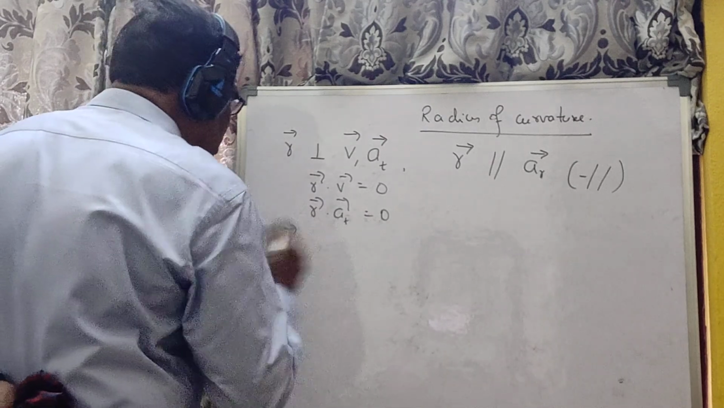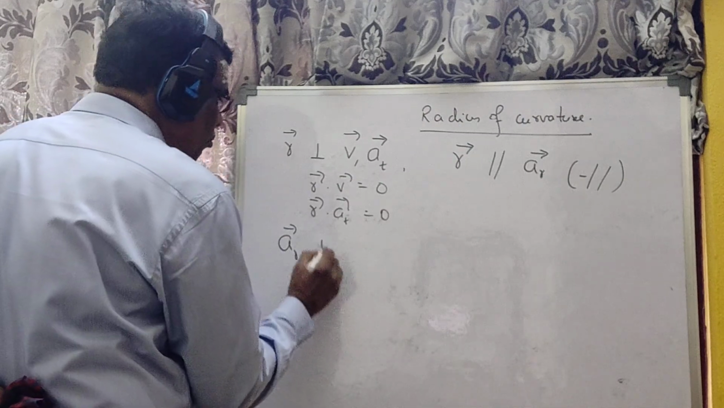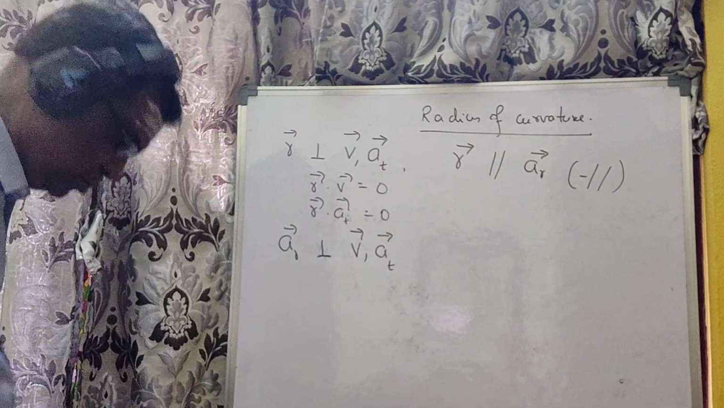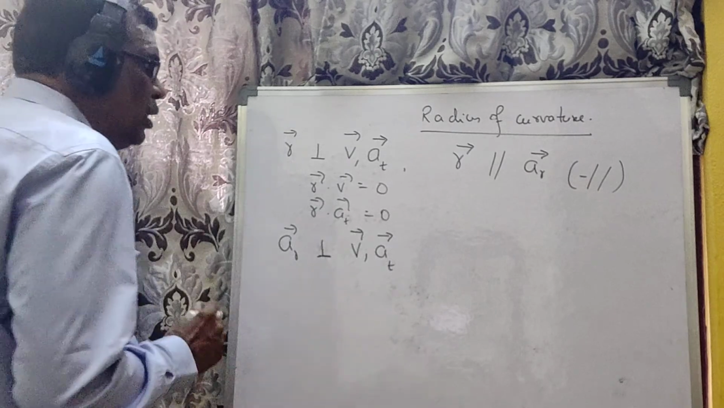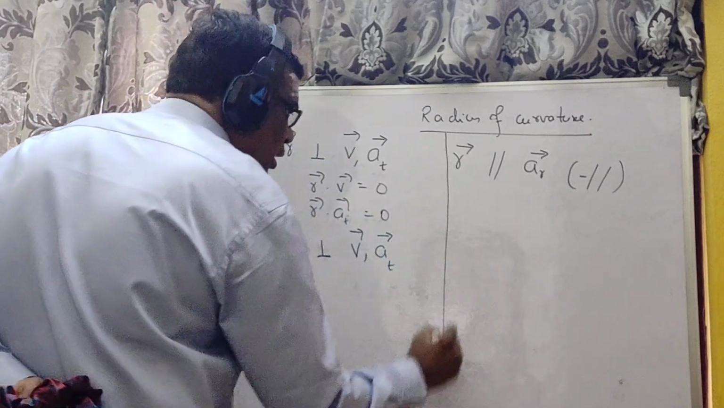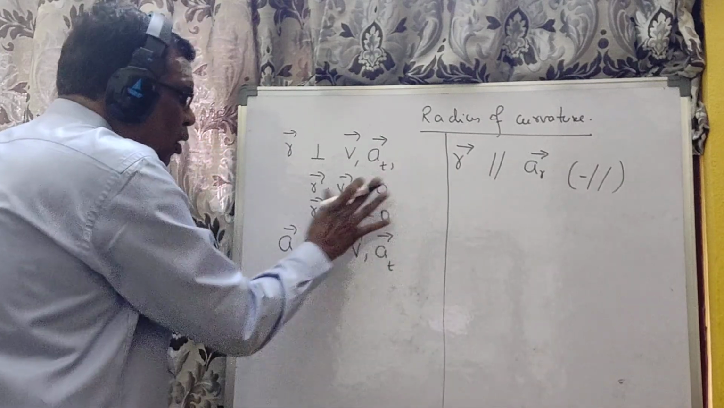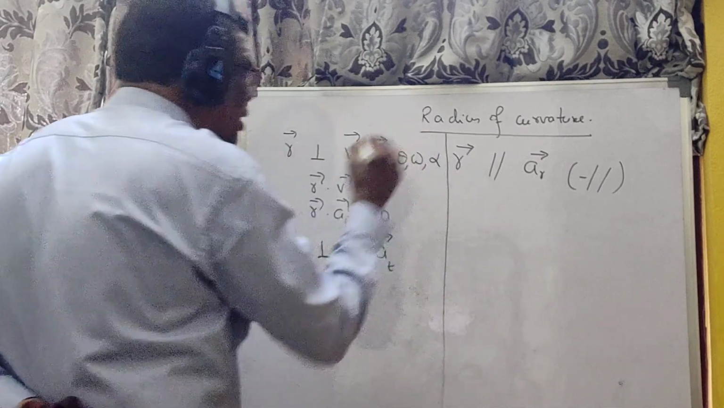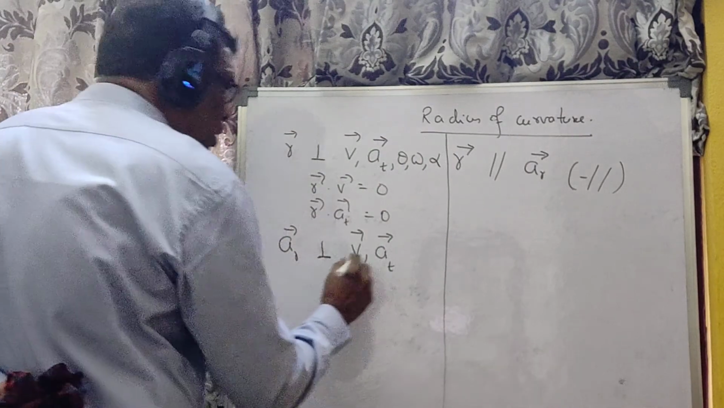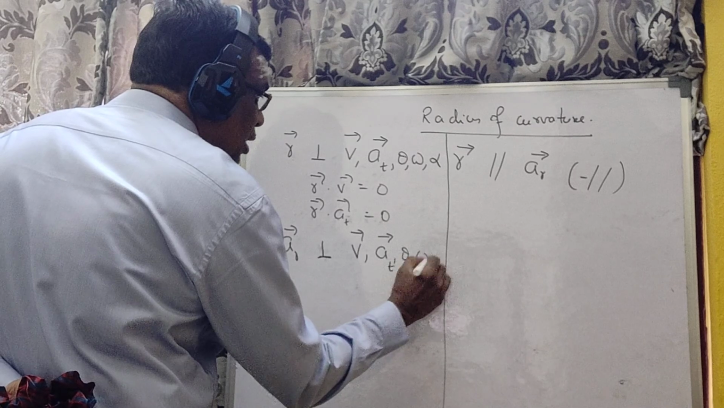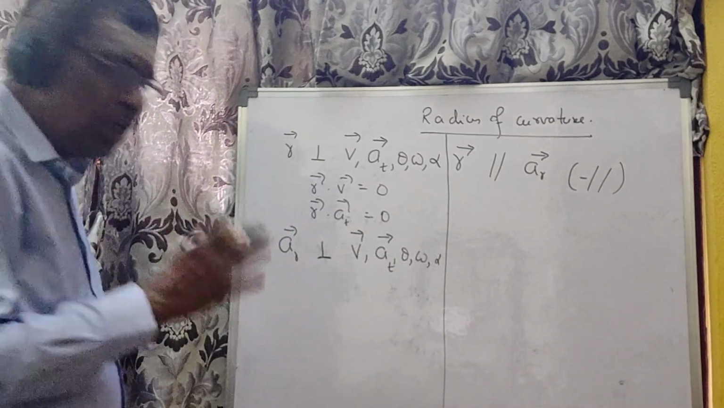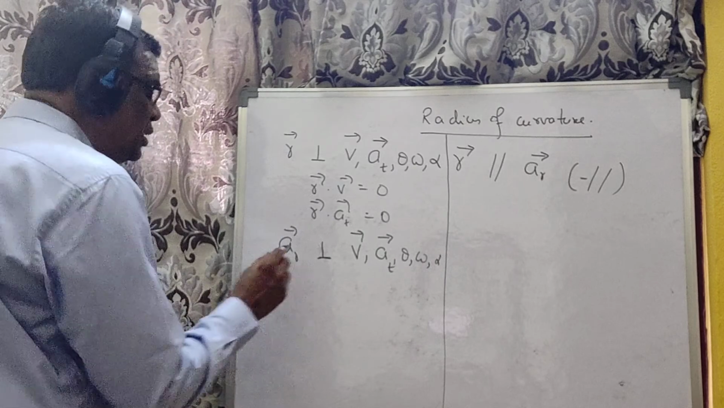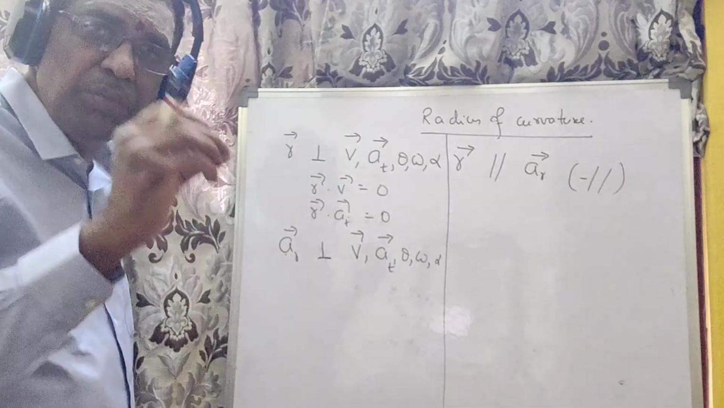Next thing is AR bar is perpendicular to V bar and AT bar. Now, while writing this, I have written it like this, but R bar, these are all in the plane. Therefore, this is perpendicular to theta, perpendicular to omega, perpendicular to alpha. In a similar way, here, theta, omega, because these are all perpendicular to the plane itself, therefore these parameters are bound to be perpendicular. So AR is perpendicular to all these things, and therefore the dot product of this with any of these things is bound to be 0.